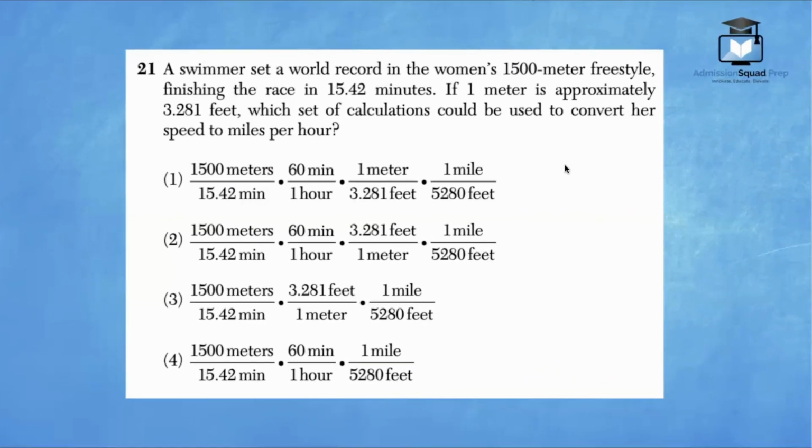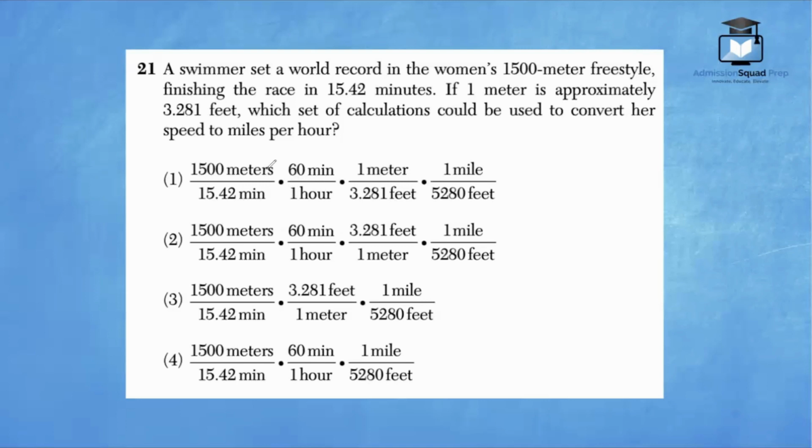Number 21. A swimmer set a world record in the women's 1,500-meter freestyle, finishing the race in 15.42 minutes. If 1 meter is approximately 3.281 feet, which set of calculations could be used to convert her speed to miles per hour? So she finished 1,500 meters in 15.42 minutes. We know that we can convert minutes to hours. To solve these kinds of problems, we really want to cancel out the units. Don't even worry about the numbers, just look at the units.